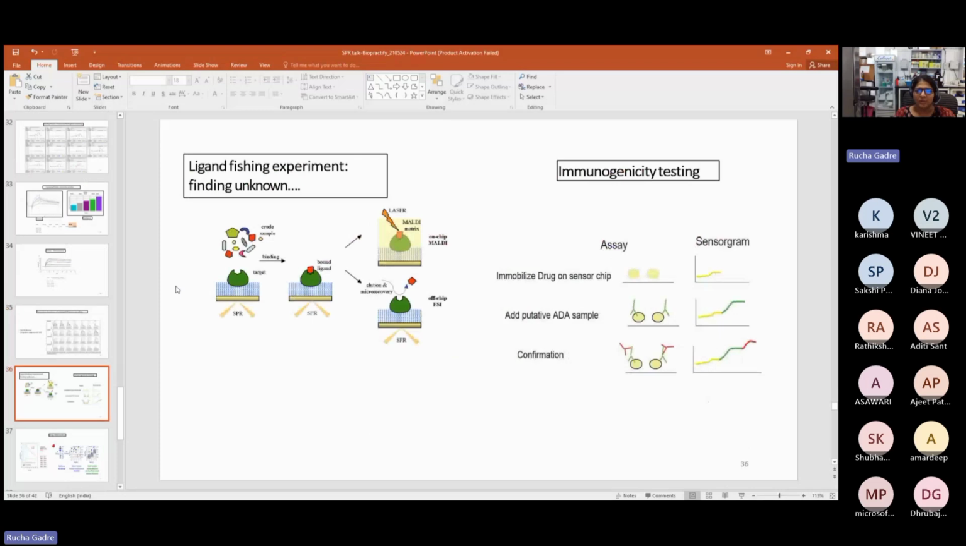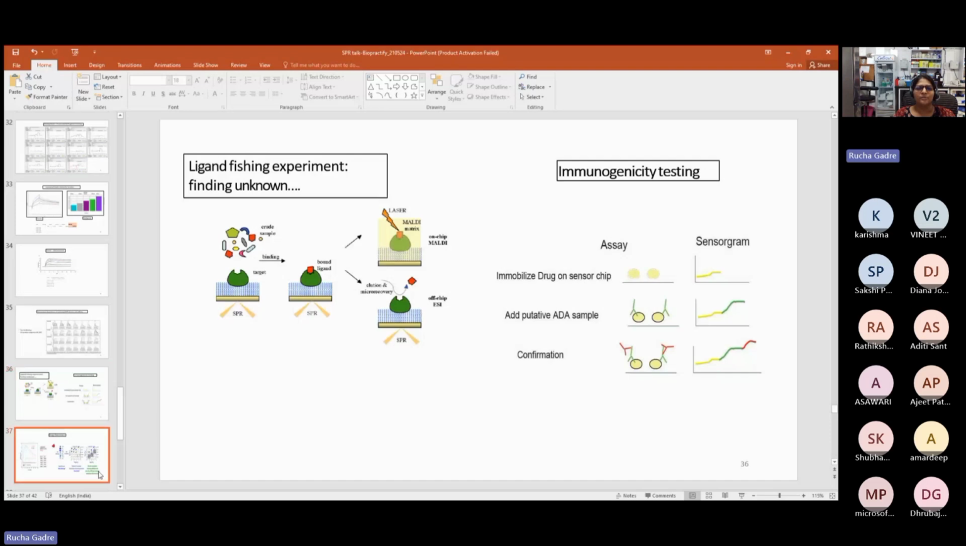This is just a pictorial slide in which we can do ligand fishing. For example, if we know the specific target, we can immobilize it, and from the crude sample we can bind it. We can have the specific binding, elute it, and check it in MALDI or mass spec, and we would know that we can do ligand fishing. Immunogenicity testing, for example anti-drug antibodies, can also be checked here.